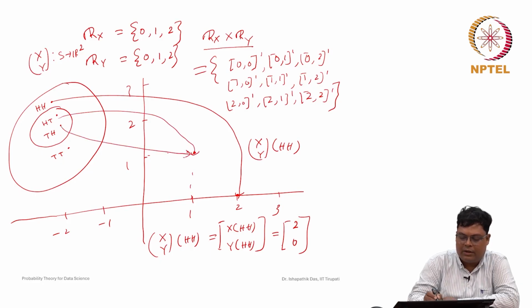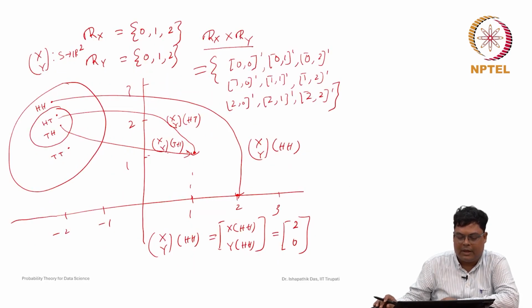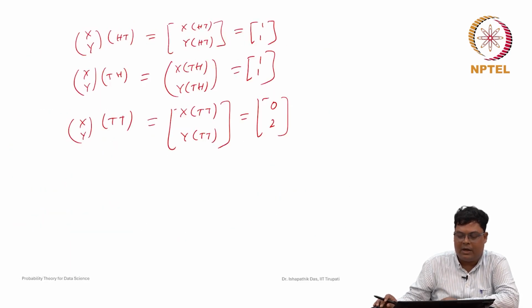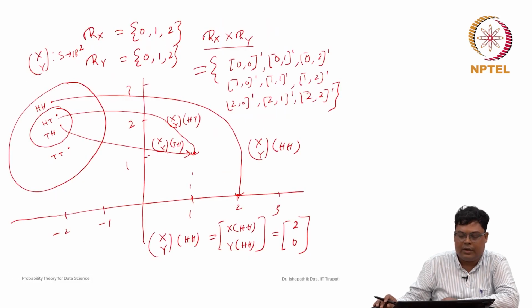So, this is X Y of head tail and this is X Y of tail head. Now, what will be the X Y of tail tail? This value is nothing but 0 2. So, 0 2 is here. This is X Y of tail tail.